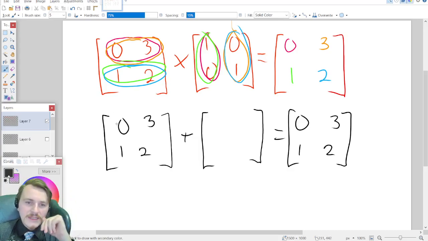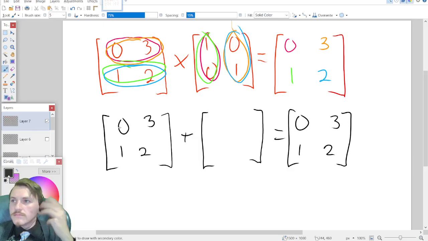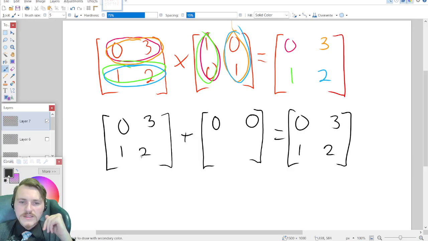0 minus 0 is 0. 3 minus 3 is 0. 2 minus 2 is 0. 1 minus 1 is 0. Does this make sense? 0 plus 0 is 0. 3 plus 0 is 3. 1 plus 0 is 1. 2 plus 0 is 2, right?